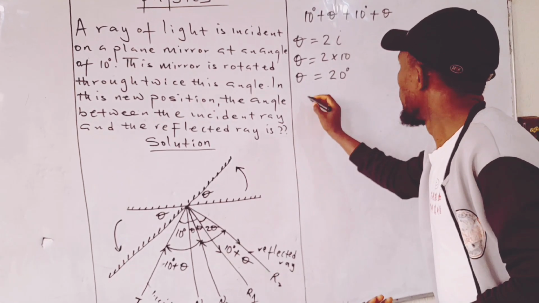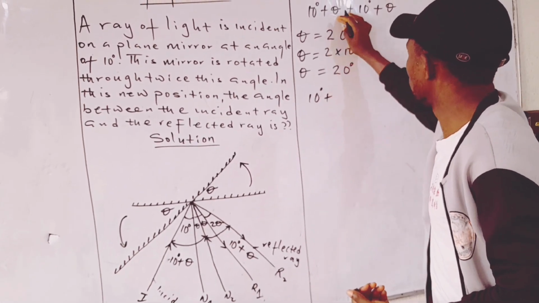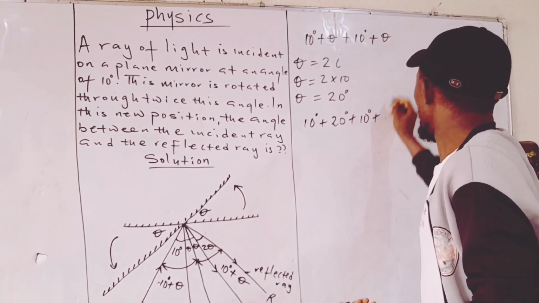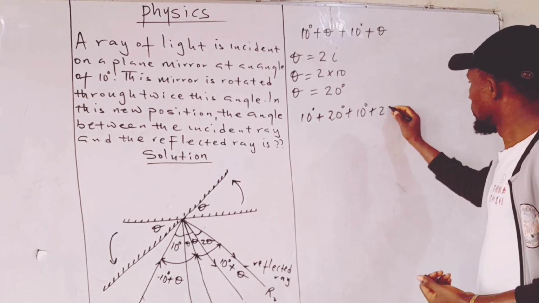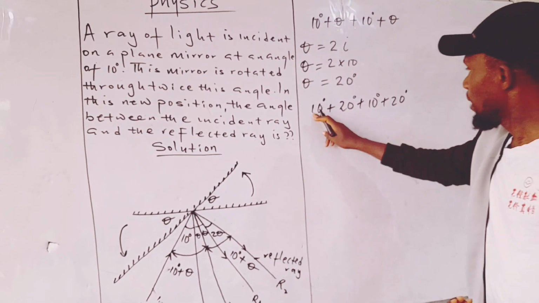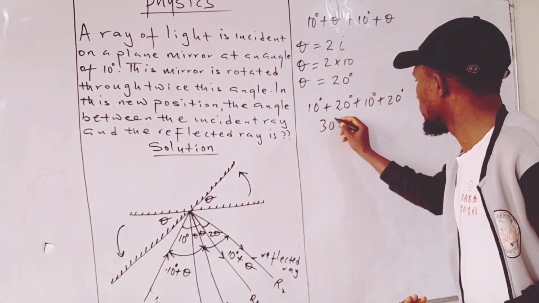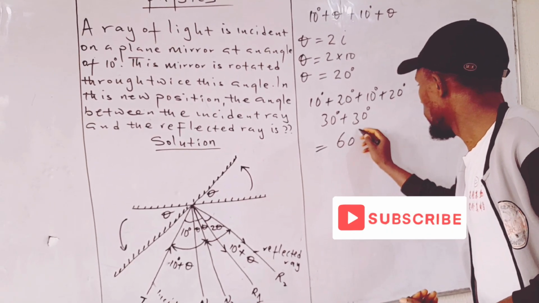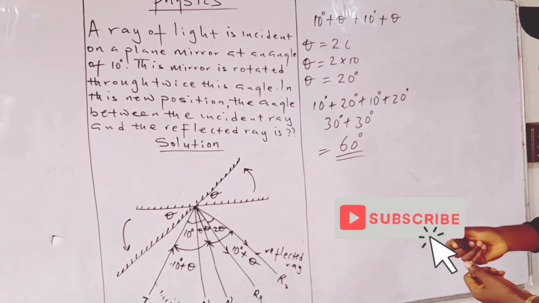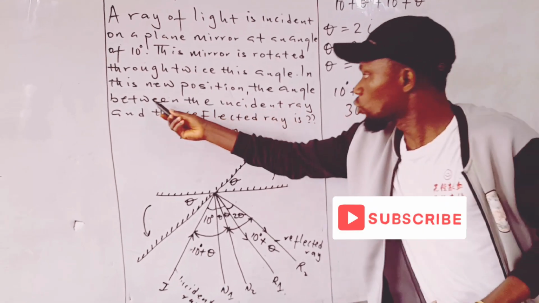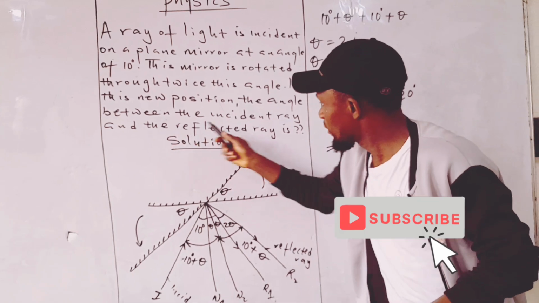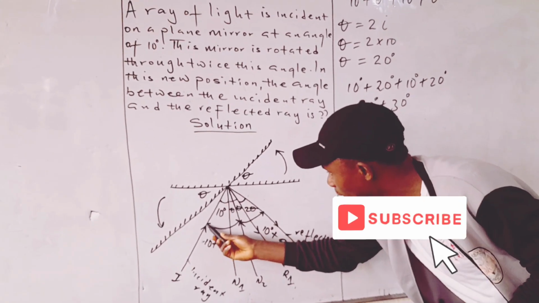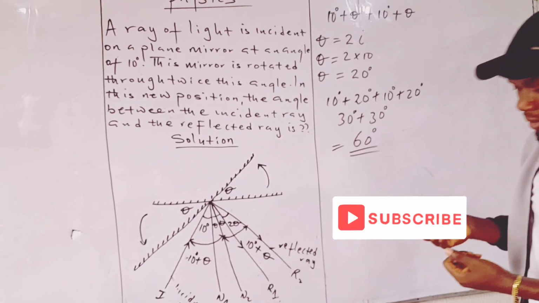I'll come back to this. I'll now have my 10 degrees plus, anywhere I see theta, I'll put 20 degrees, plus my 10 degrees plus 20 degrees. So 10 plus 20, I'll have 30 degrees plus 30 degrees. So my answer is 60 degrees. So the angle between the incident ray and the reflected ray is 60 degrees. That means from this particular point to this point. Thank you so much.